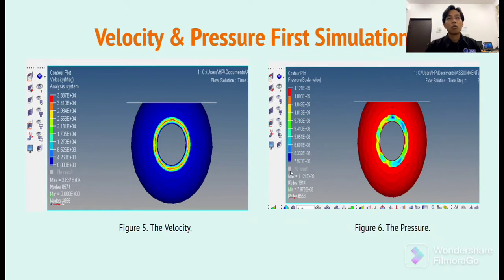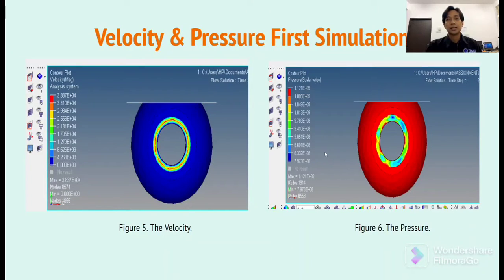Next, we move to velocity and pressure. Figure 5 shows the velocity. As you can see here, the red color in the middle of the ball valve shows the maximum velocity, which is about 3.837 exponent 4 meter per second. And the inner and outer of the ball valve indicates the minimum velocity, which is about 0 to 1.279 exponent 4 meter per second.